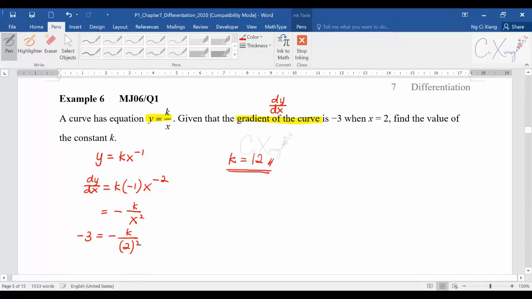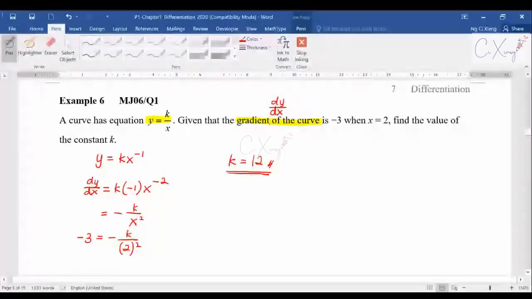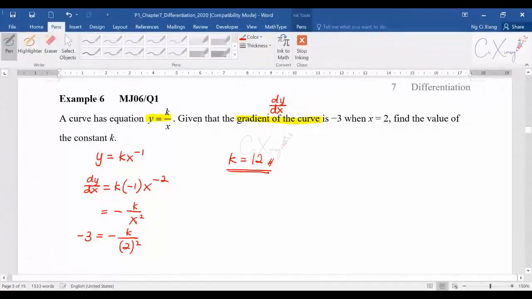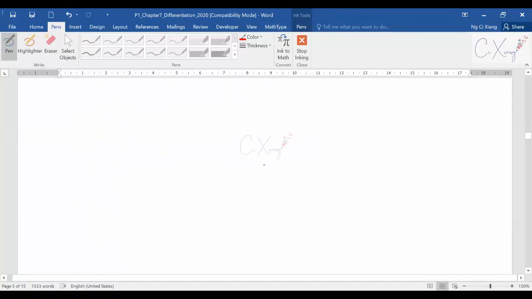Alright, so this question, they are still testing you about the understanding on normal and tangent of the curve. But they actually focus more on the gradient of the curve. So gradient of the curve means the gradient of tangent, which means dy/dx. Okay, so if no problem, then again, for the next example.